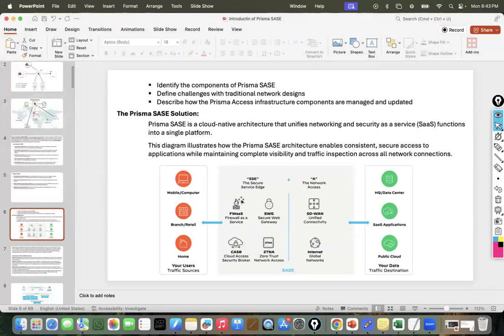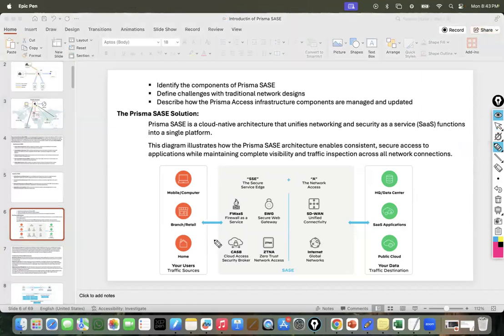We have the CASB. These are the main things. SSE is the secure service edge, and SSE has two types of network. So in total we have five components in SASE. One is the CASB, ZTNA, secure web gateway, and firewall service. And this is the SD-WAN. So SASE is going to combine both, right?